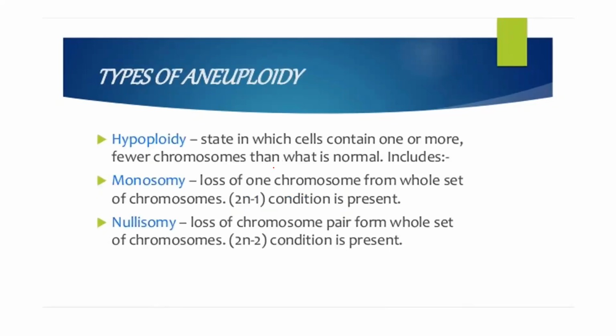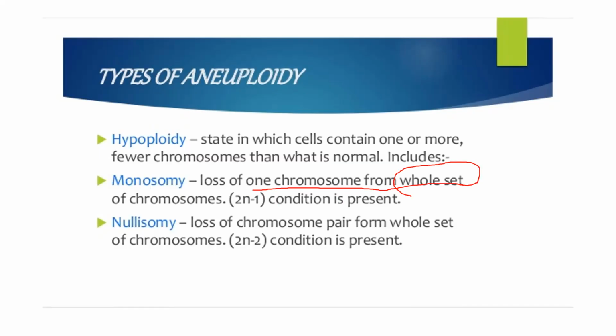Now hypoploidy is a state in which cells contain one or more fewer chromosomes than what is normal. Hypo means lower, that is less in number. And it includes monosomy and nullisomy. Monosomy is the loss of one chromosome from the whole set of chromosomes. Remember, loss of one chromosome from the whole set, that is monosomy.